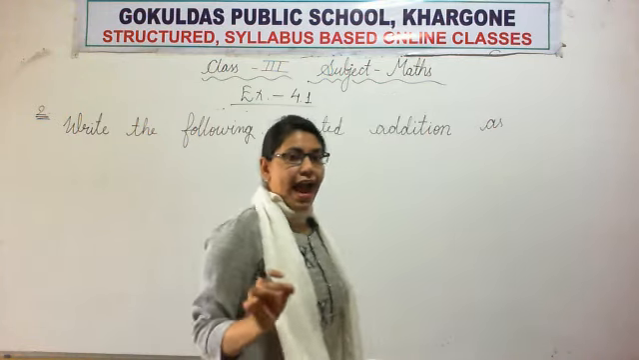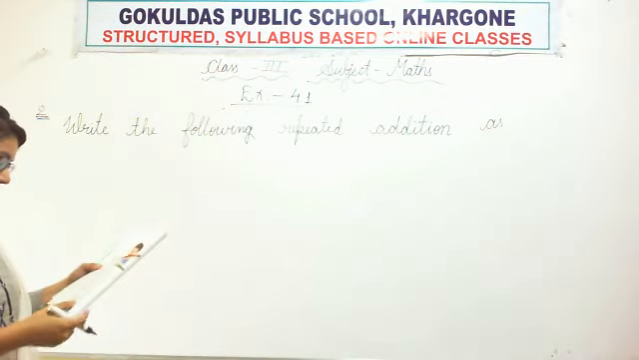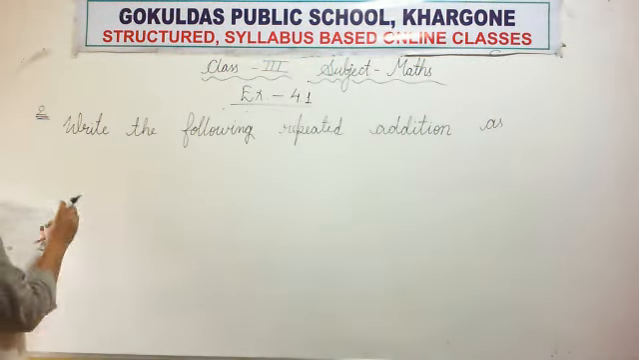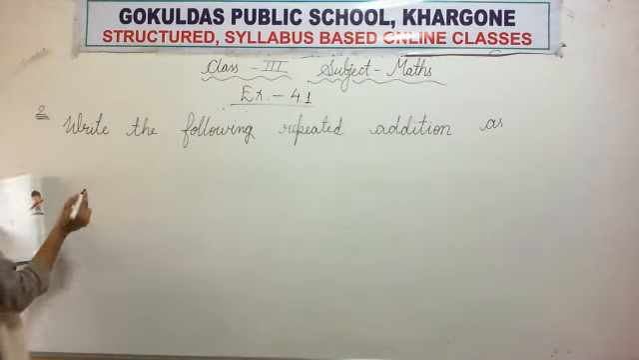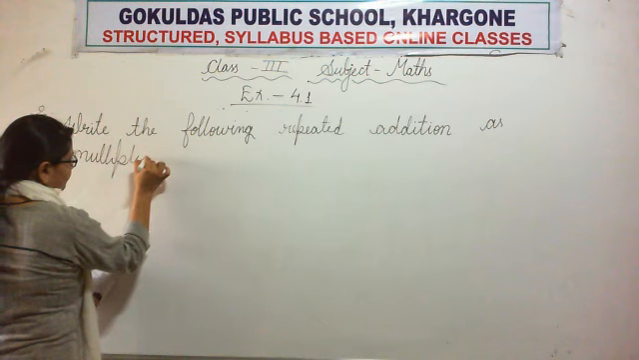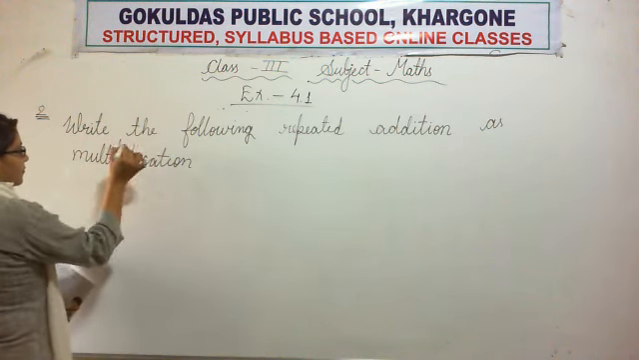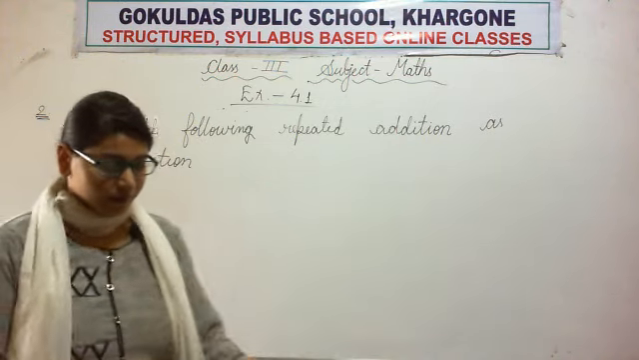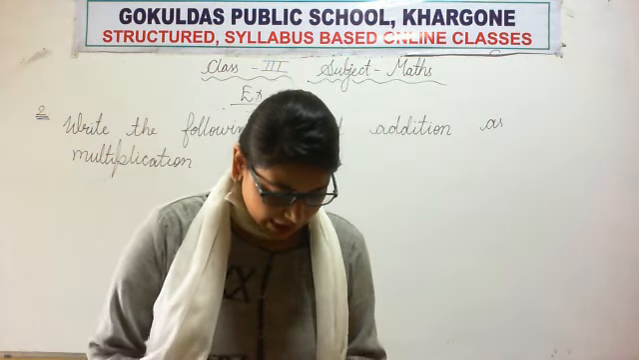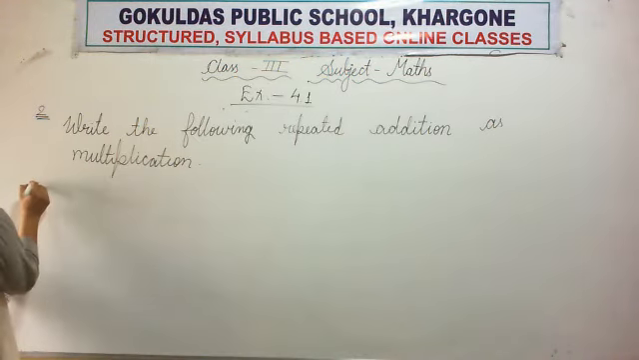See, what we had done in the last lecture, we just need to do its opposite. Write the following repeated addition as multiplication. So, let's start with the first question, that is part A.